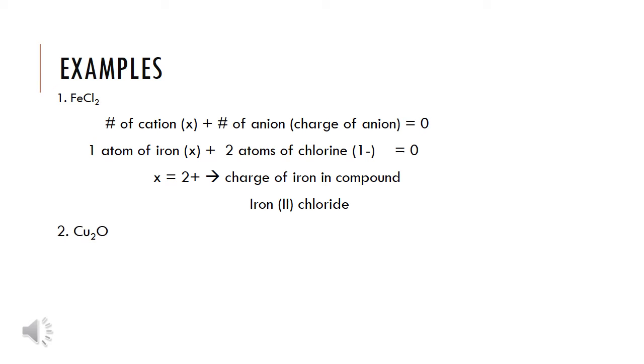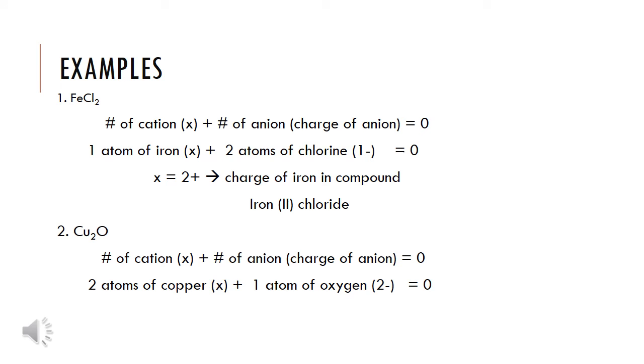Okay, here's the next one, Cu2O. Looking at our equation, the number of cations times X plus the number of anions times the charge of the anion has to equal 0. Take a second and see if you can work this one out. Okay, did you try? Let's review.